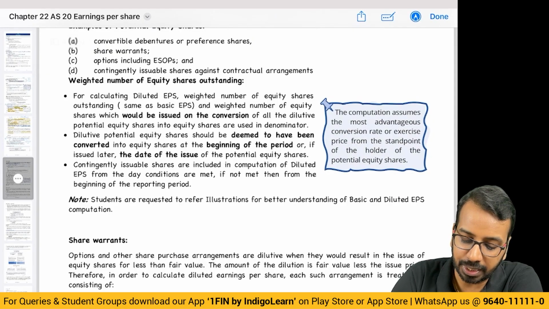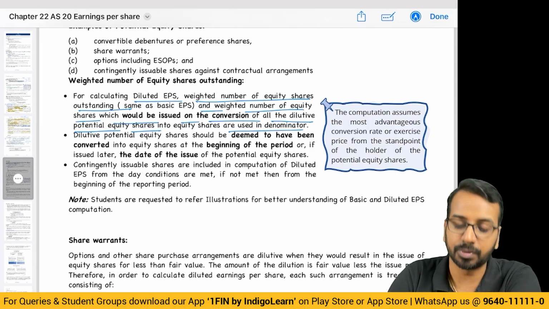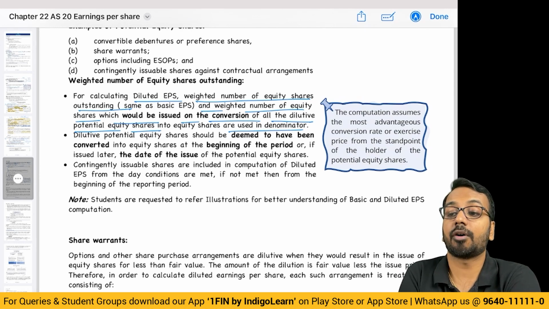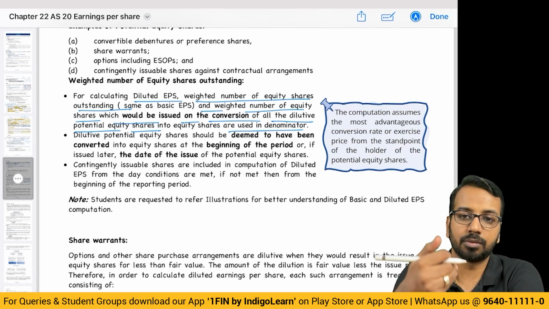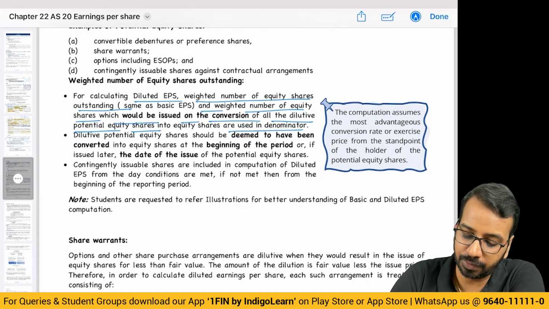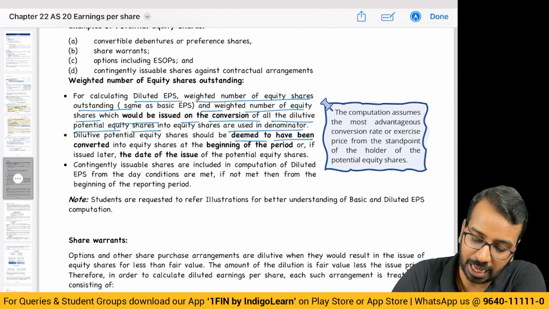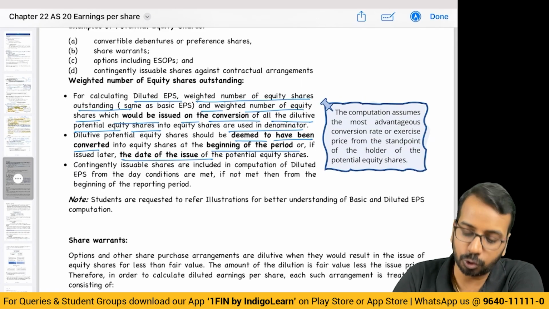For calculating diluted EPS, weighted average number of equity shares outstanding and weighted average number of equity shares which would be issued on conversion of all the dilutive potential equity shares are used in the denominator. Now the question is, from which period or at what time have we issued those shares? For conversions, it is deemed that they have been converted at the beginning of the period or the date of issue if it is later.